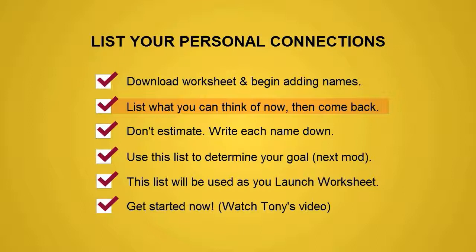Remember, this list is the foundation of your successful campaign. Don't estimate. Write these names down individually. In the next module, we'll actually plug your circle of influence numbers into the Crowdfunder 3000 to find out what your minimum goal needs to be. In Module 6, you will use this list almost exclusively to launch your campaign. Can I make it any more obvious that you need to do the work to make this list right now?